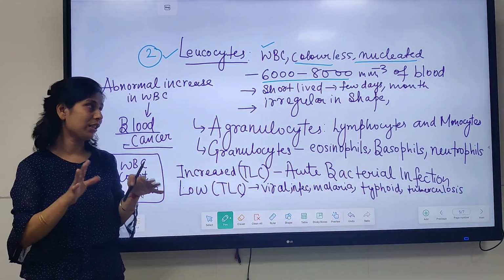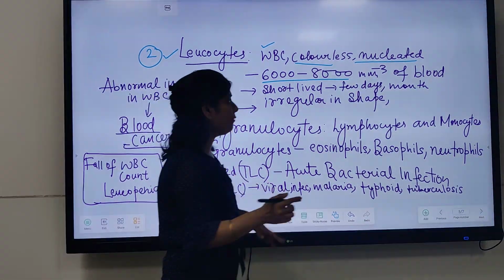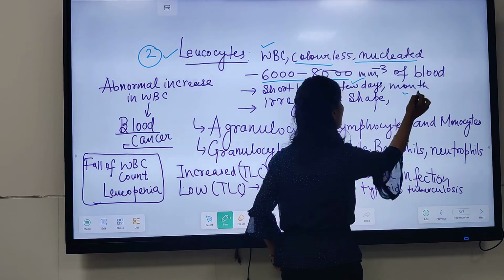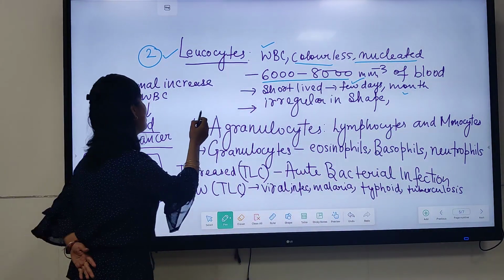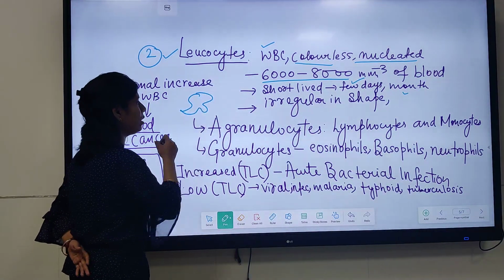They are very short-lived. They are not going to live for a very long time, a few days or could be a few months. Okay. They are irregular in shape like this. They can be irregular in shape.